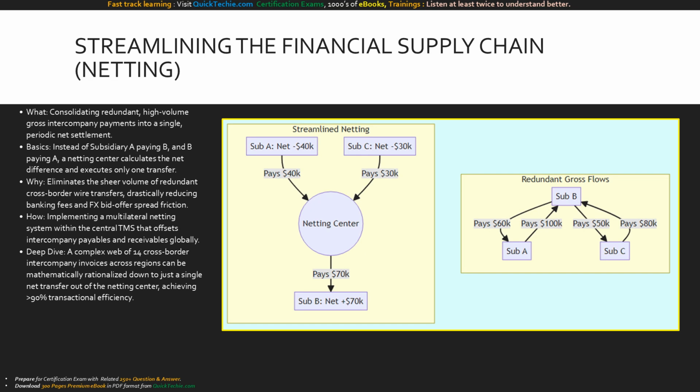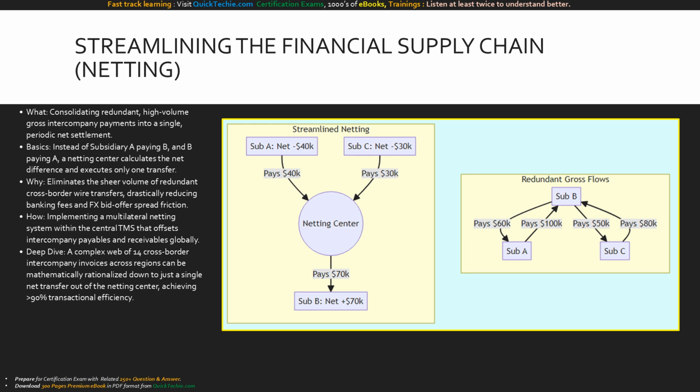With our banks and systems rationalized, we must streamline the actual flow of money using netting. What is netting? It is the process of consolidating redundant, high-volume gross intercompany payments into a single, periodic net settlement. The basics are simple. Instead of subsidiary A wiring money to B and B wiring money back to A for a different invoice, a central netting center mathematically offsets the amounts, and only the net difference is transferred.